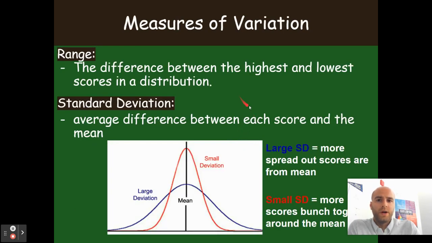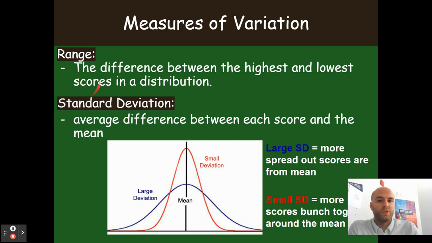Other things to keep in mind, other measures of variation. We have something called the range, which is the difference between the highest and lowest scores in a distribution. The range is very effective and useful when we begin to look for and try to understand the standard deviation within a data set. Okay? Standard deviation is the average difference between each score and the mean.